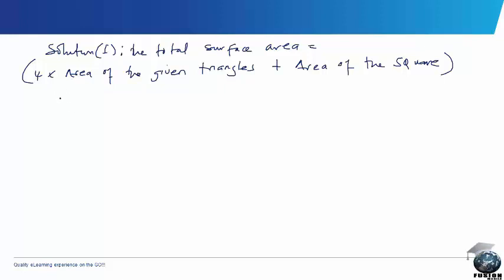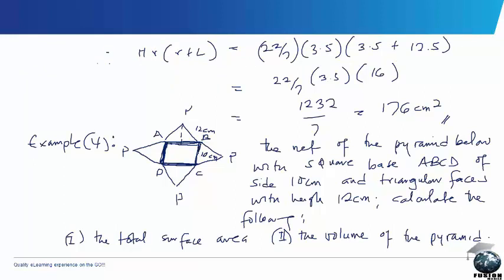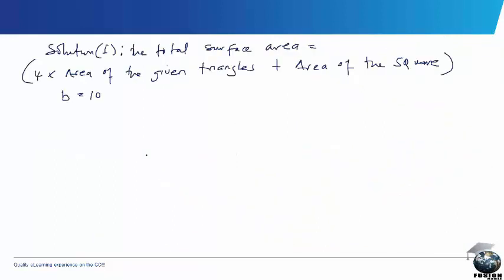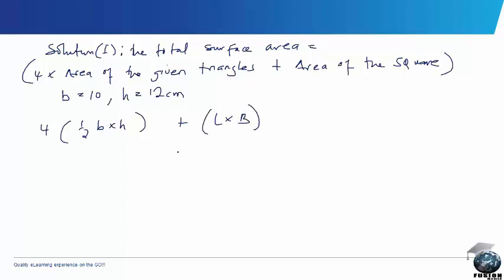Okay, from the pictorial diagram, that means the base of the triangle is equal to 10 centimeters. Since the base is a square with equal sides, each triangle having its base on the square will be 10 centimeters each. And then we have the height to be 12 cm also in the diagram. So therefore, 4 times half base times height, plus the area of the square, which is length times breadth, will give us the total surface area.